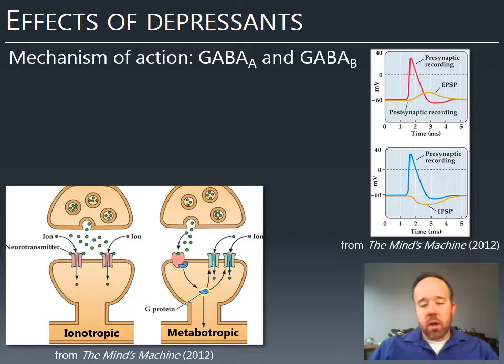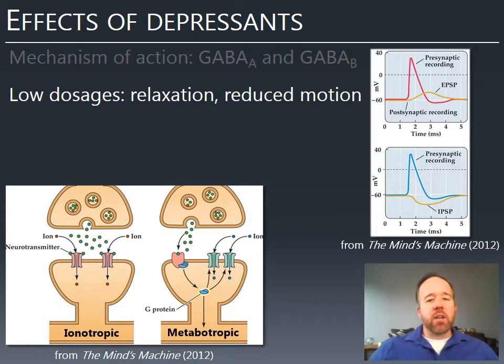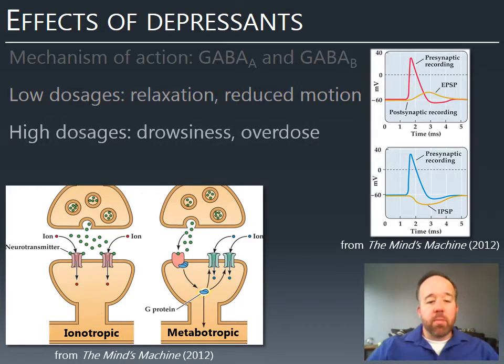GABA receptors are bound to directly by most depressants. So they are direct GABA agonists. Remember, an agonist is something that enhances or mimics the effects of a neurotransmitter. In this case, these depressants bind to GABA receptors and increase the effectiveness of the neurotransmitter GABA. In low dosages, you get relaxation, reduced motion. So again, a small decrease in activity. Of course, if you bump up the dosage, you can get a bigger decrease in the activity in the brain. And eventually that'll put you to sleep at a high enough dose.